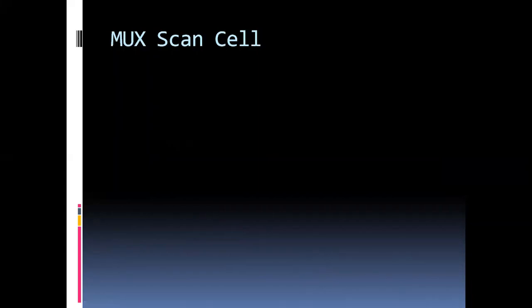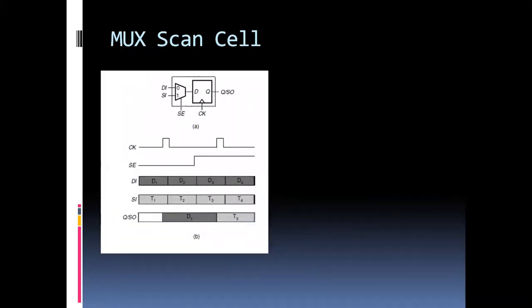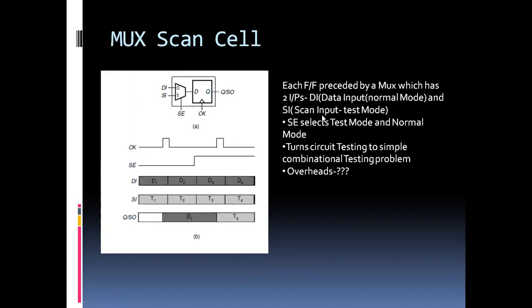So in case of mux scan cell, what happens? Let's see. So this is what I have done. To every flip-flop, I am attaching a multiplexer, the same thing which I did in the previous example. It has two inputs, a data input and a scan input. The scan input is used for the test mode, data input is used for the normal mode. SE is the line which selects between the test mode and the normal mode.